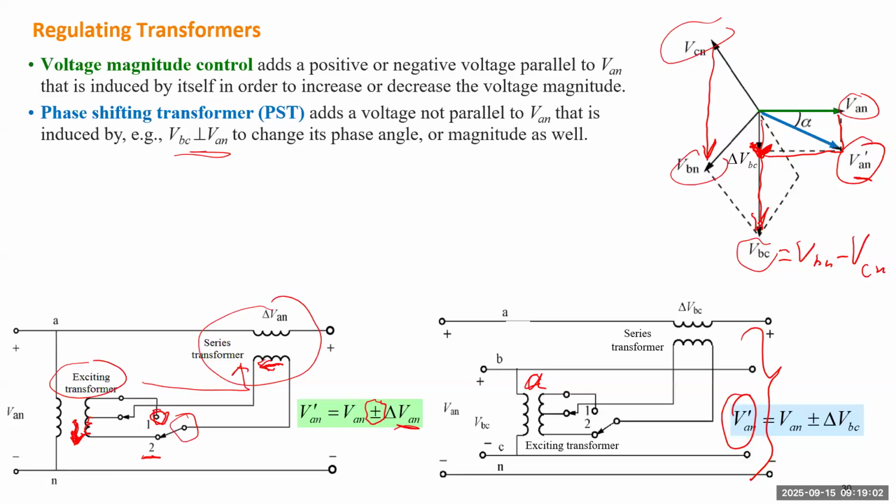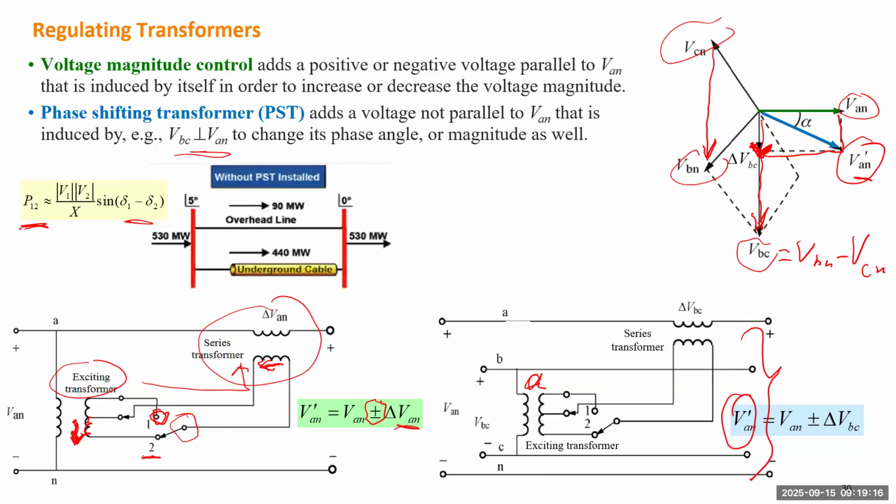So why do we want to change the alpha? Because based on this formula, real power flow depends on the angle difference. So if you change the angle difference, that will change the real power flow. So this picture gave you one example from a real system.